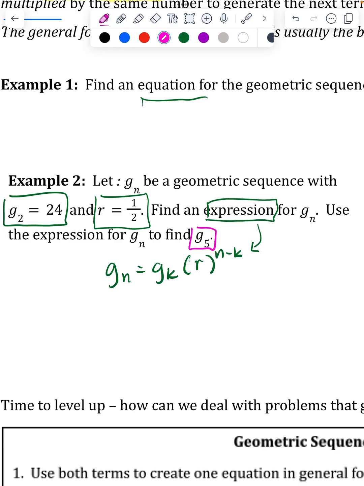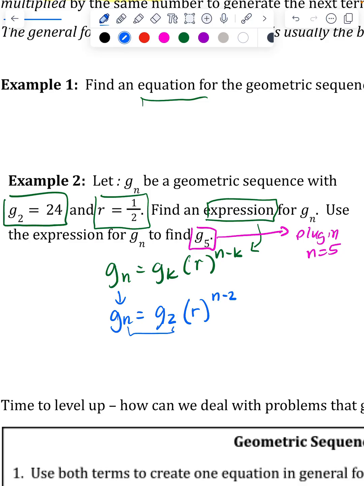So you're going to first find the rule, and then later you're going to plug in n equals 5. But first you have to get your general equation. So my general equation is going to be, to get any term down the road, start with G sub 2, because that's what we were given, using your ratio n minus 2 times, because that's going to be the difference.